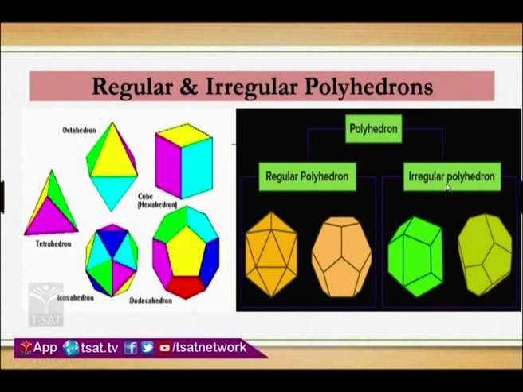Whereas irregular polyhedrons, if you see the faces, you can clearly understand, children, we are using different faces. A polyhedron which is made up of different polygons, with different shapes and different sizes, is called an irregular polyhedron. So you can observe here the first 5 images are all examples of regular polyhedrons, whereas these 2 pictures are irregular polyhedrons, because they use different faces with different sizes.